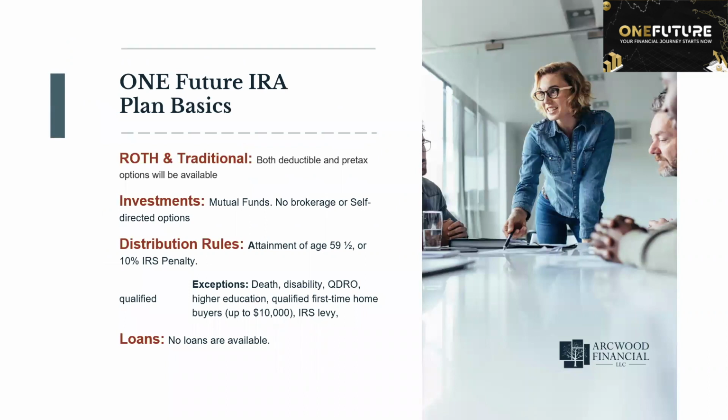The One Future IRA, some basics. Again, I already mentioned it has Roth or traditional. You can do either one. Investments in the platform are going to be more traditional, right? So these are going to be mutual funds, which are diversified portfolios of hundreds of different stocks within each option.